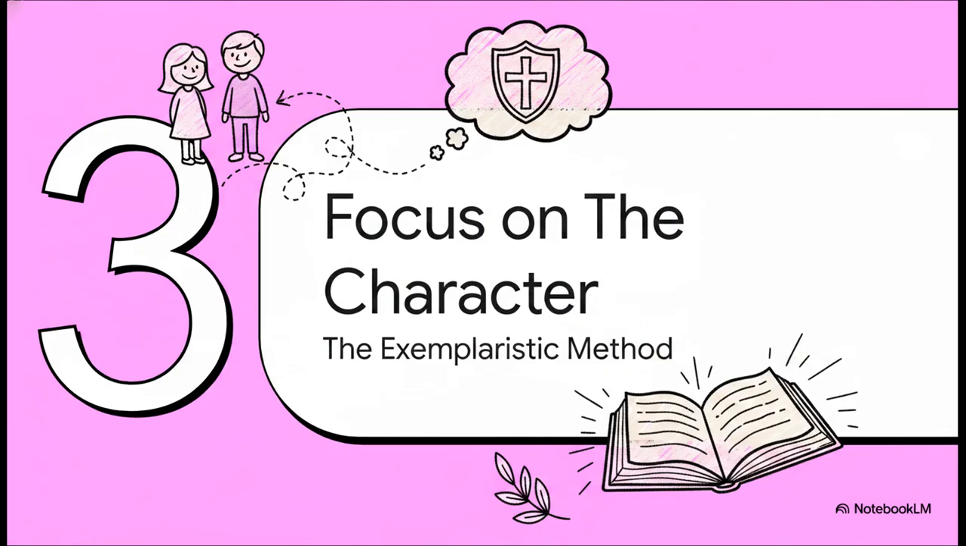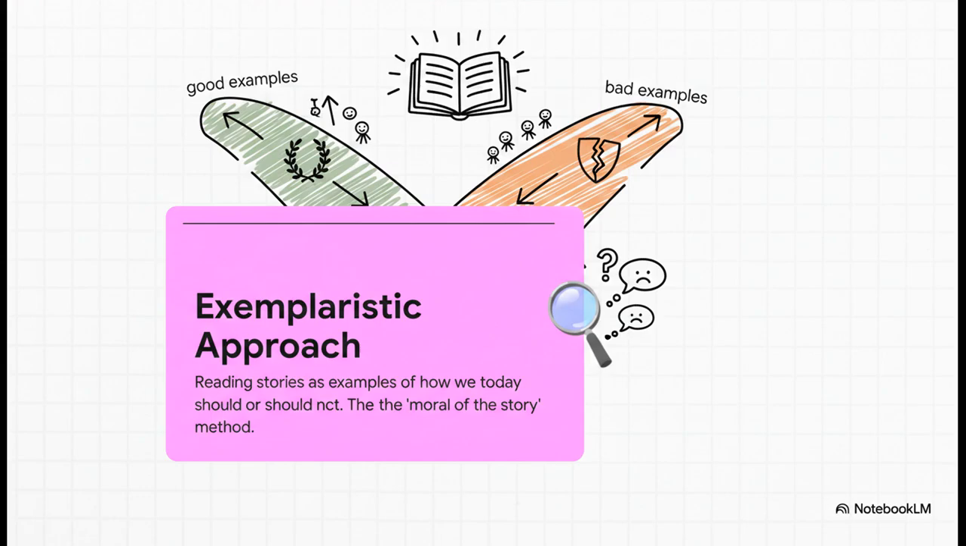All right, so if the allegorical method is kind of a free-for-all, what's a more common approach? Well, a lot of people just focus on the characters themselves to find moral lessons. This is called the exemplaristic approach, and I bet you've used it 1,000 times. It's the classic, what's the moral of the story method? You look at what the characters do, and you treat their actions as examples, either good ones to follow or bad ones to avoid. Be like them or don't be like them.